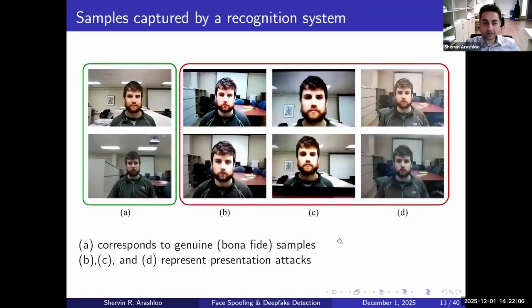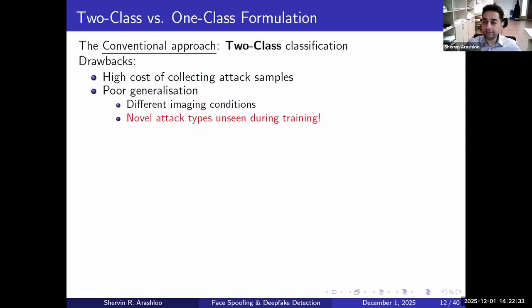So these are some instances of presentation attacks. The leftmost column shows real or genuine samples, and all the others, columns B, C, D, are fake samples. You can see that by looking at these images, it is not really possible to tell which one is fake and which one is a genuine or bona fide sample, just to illustrate the difficulty of the problem. The conventional method for this problem is to collect samples from attacks and also real samples, and then train a two-class classifier.